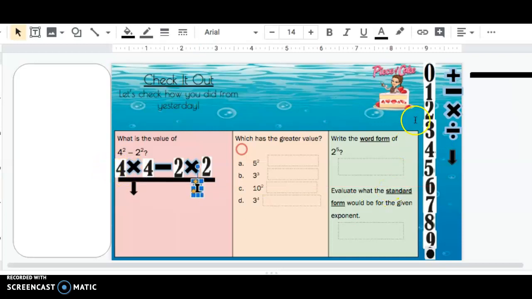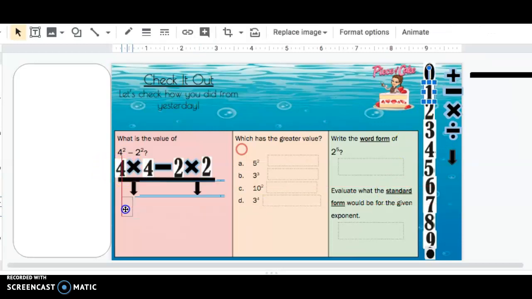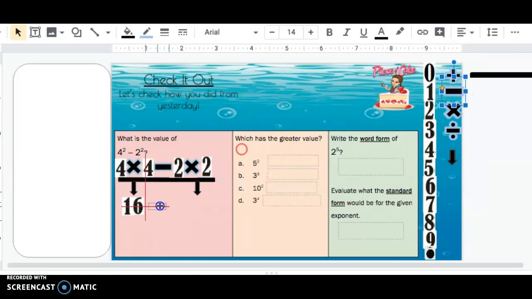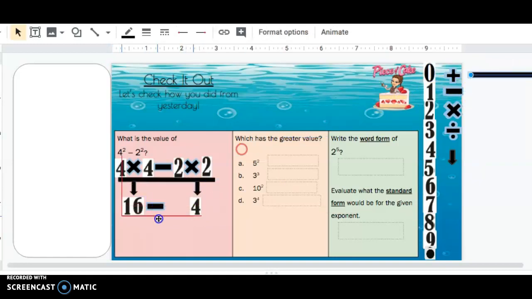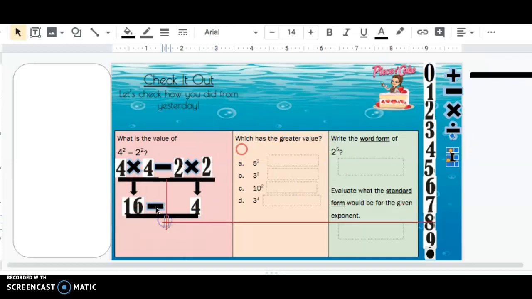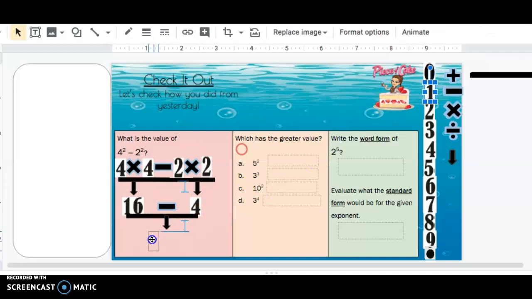So I know that 4 times 4 is 16. So I would have dragged and made my 16. I know that minus sign has to come down. I cannot forget to do that. And then I know 2 times 2 is 4. And then I would draw my line underneath that, and then draw my arrow going down. And I know that 16 minus 4 is 12. So I would put 12 below it. Okay, and then 12 is my answer.